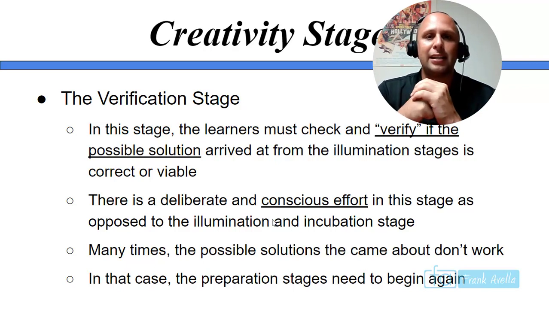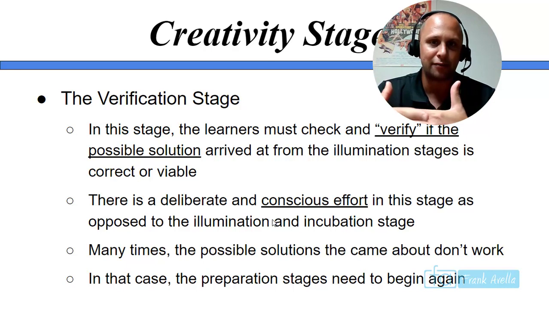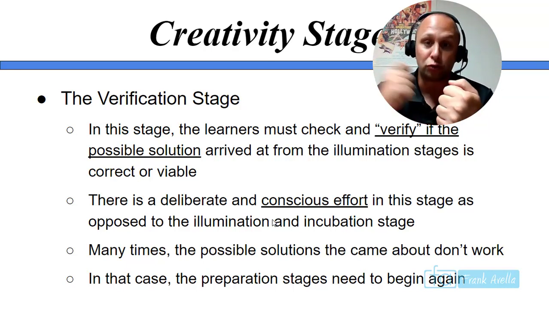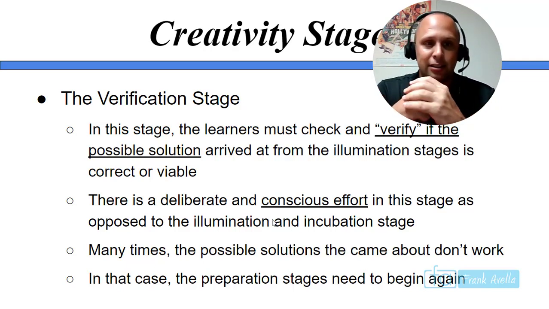In this stage, learners must check and verify if the possible solution arrived at from the illumination stage is correct, right? They have to actually go through and solve it. Can the key open the box? Maybe not. Maybe the key's not sharp enough.